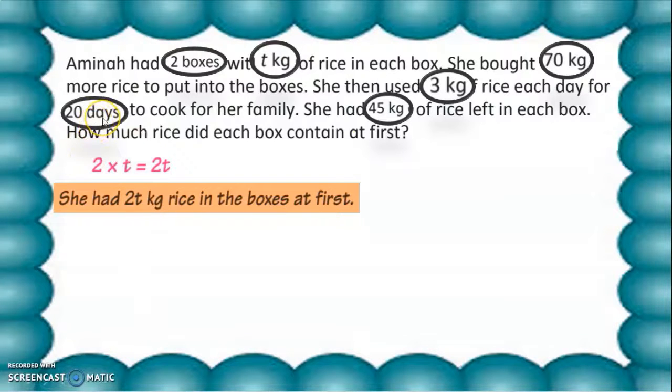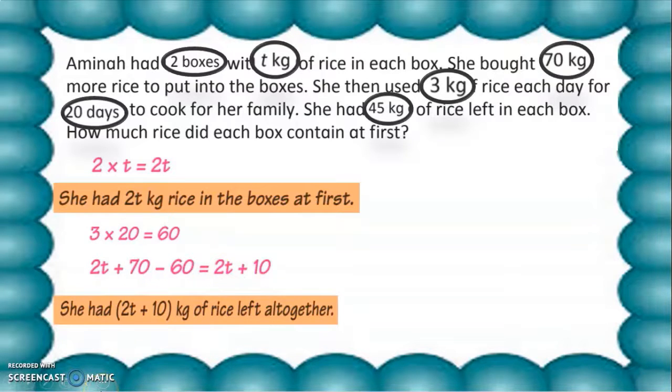In 20 days, she used 3 kilograms of rice daily. So we're going to have 3 times 20 is equal to 60. In 20 days, she used 60 kilograms. So 2t plus she bought 70 kilograms minus she used 60 is equal to 2t plus 10. So she had 2t plus 10 kilograms of rice left altogether.